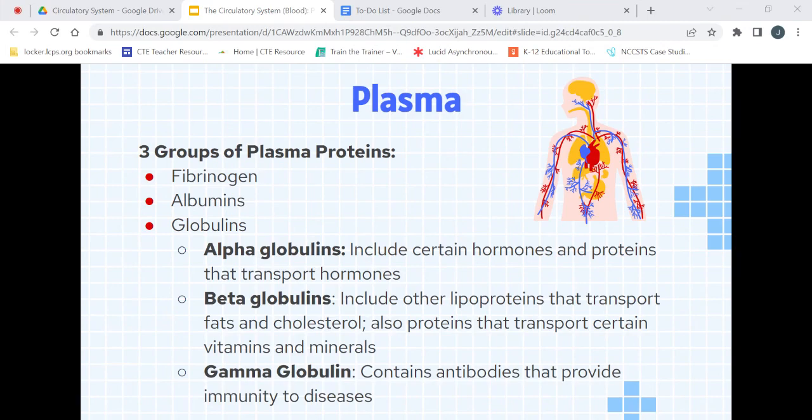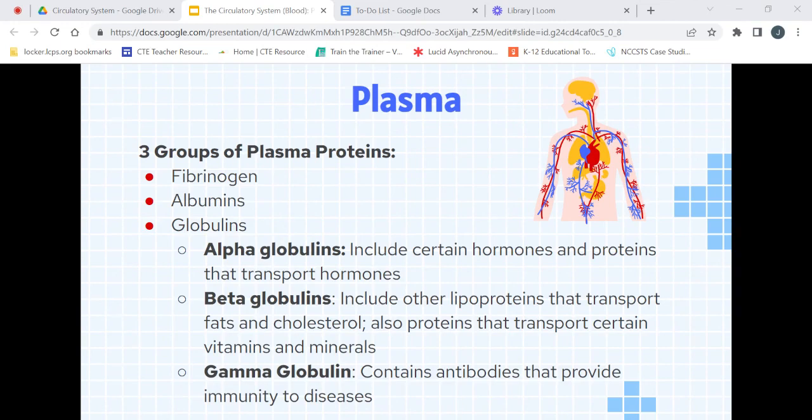Plasma proteins, along with the hemoglobin and red blood cells, are important acid-base buffers. They help keep the pH of blood within a narrow homeostatic range. Fibrinogen is one of the groups of plasma proteins, and it's involved in the clotting process.